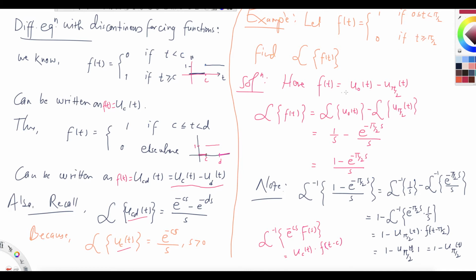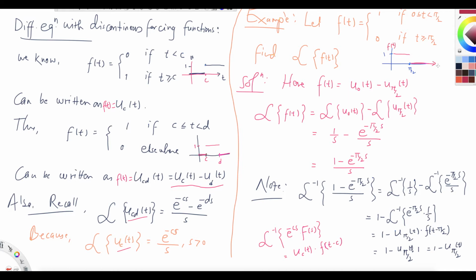So here f(t) is equal to u_0(t) minus u_{π/2}(t). u_0(t) is everything right of 0 is 1. u_{π/2}(t) is everything right of π/2 is 1, right? So you see that? If you look at this, how does the graph of f(t) look like? There is 1 here, right? Between 0 and π/2, the value is 1, and then 0 elsewhere, right? This is the graph of this function f(t).